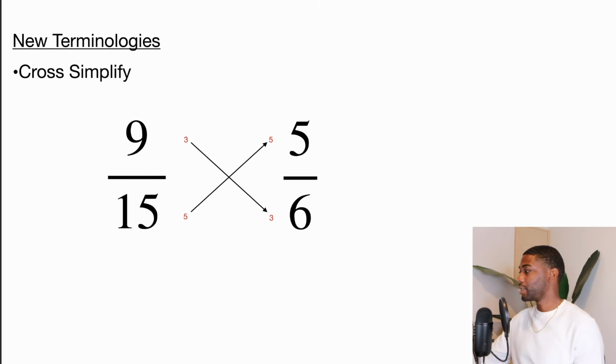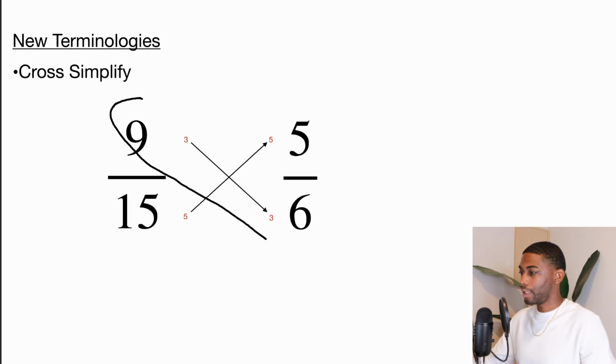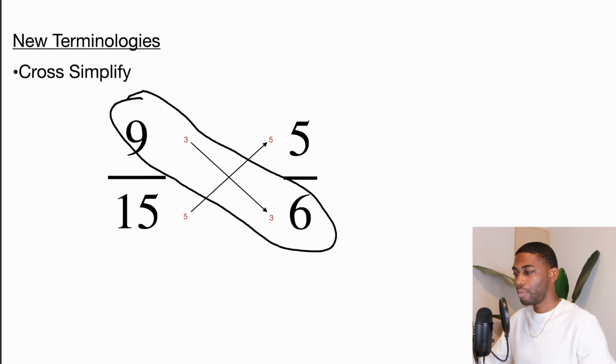Basically, cross-simplifying is very simple, all right? What we're going to do is take the numerator of this side and the denominator of that side, and see what number goes into both 6 and 9. I'm a big fan of cross-simplifying because it makes your life easier when trying to multiply these big numbers. What number goes into both 6 and 9? The answer is 3. 3 goes into both 6 and 9.